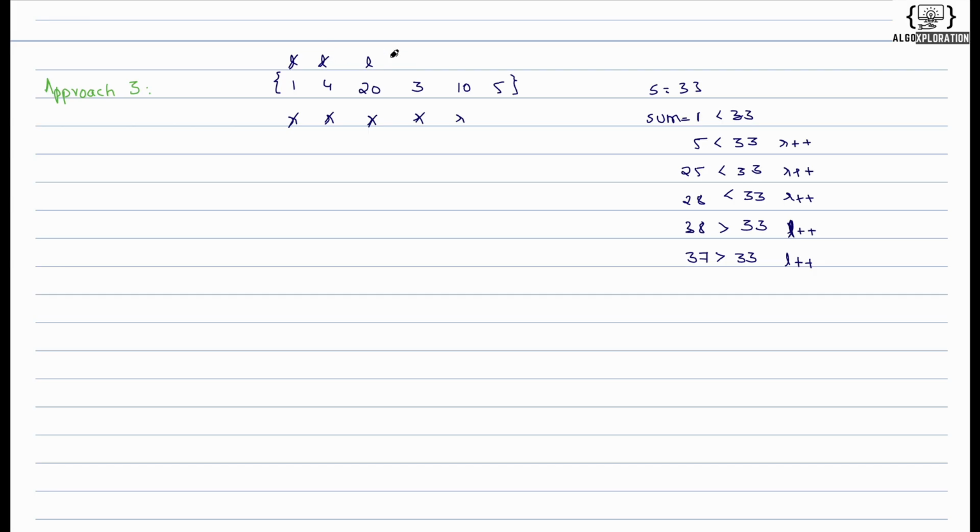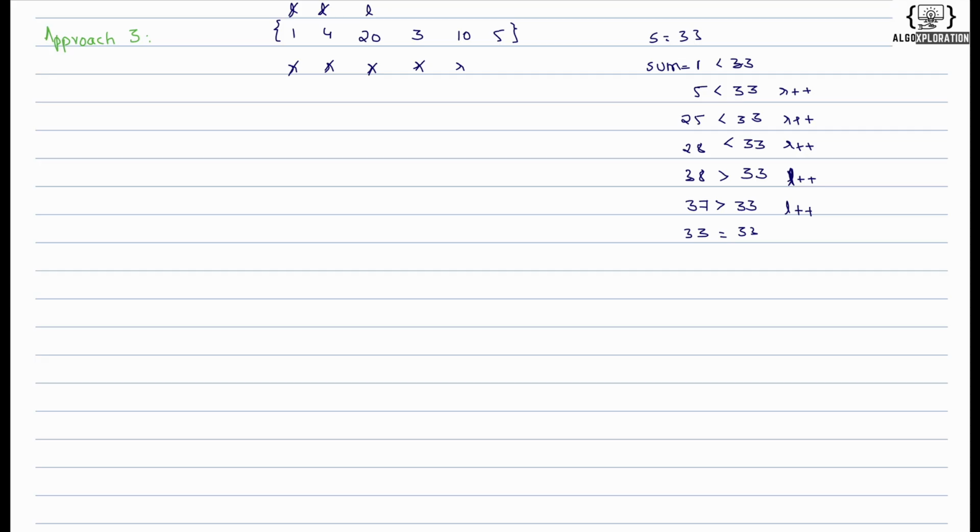Before shifting the l to the right-hand side, first subtract that element. So 37 minus 4 will be 33. Then compare with 33, we can see that it is equal. When it is equal, simply return l and r. That's it. Okay, so the pseudocode will look like this.